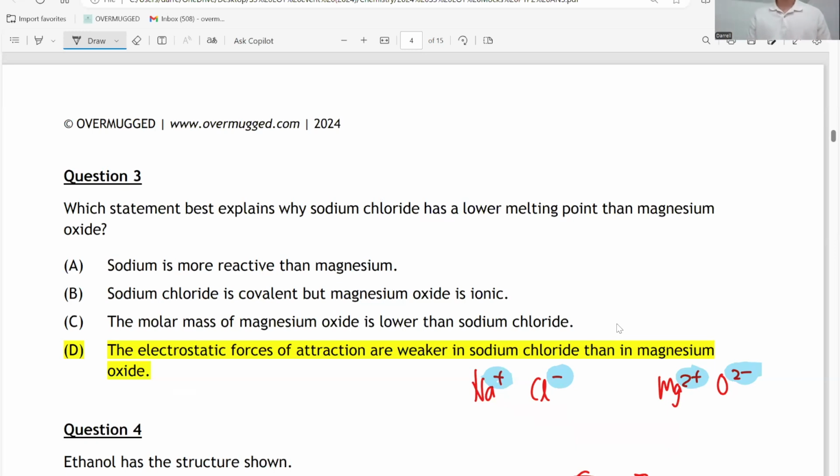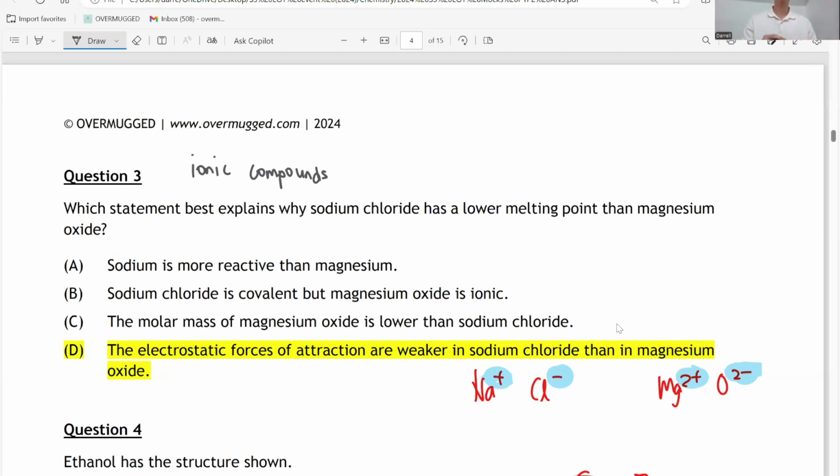Okay, so next, question 3, right? Lower melting point. First thing I need you to understand is that sodium chloride is metal, non-metal. Magnesium oxide is also metal with non-metal. So what kind of compound are we talking about here? They are both ionic compounds. After we have established that, the next discussion is this. They are both ionic, but why is it that one has a lower melting point than the other? It's based on the ionic bond.